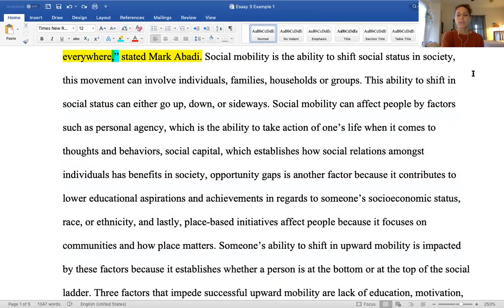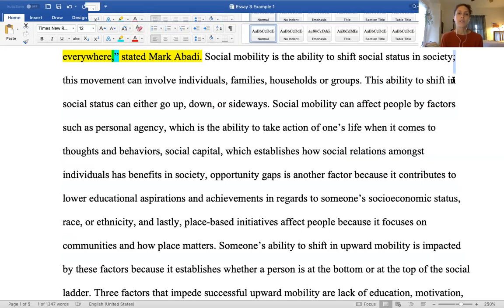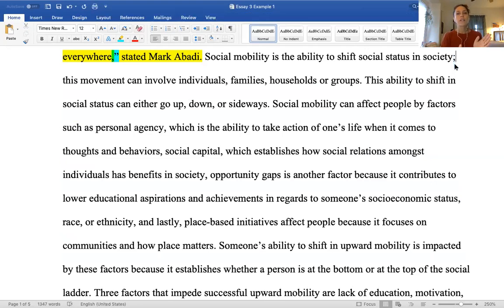And I'd actually probably change this and put a semicolon. Semicolons are used when you have two independent clauses, which means two complete sentences. We don't use a comma, because we use a comma when part of the sentence cannot exist by itself. So we would use a semicolon here because this can be a sentence and this could be a sentence. We just want to separate it by a semicolon. So immediately this person defines what social mobility is, right?